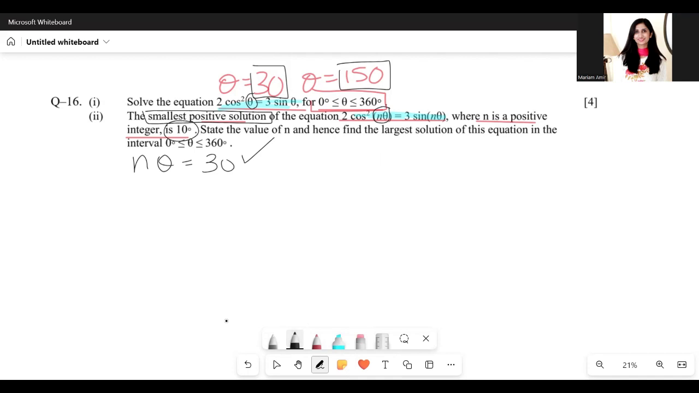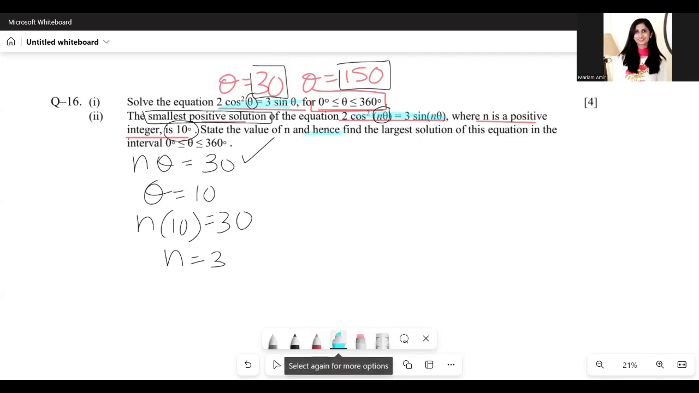The solution is the value of the variable, which is theta. So we know that theta is 10. So n times 10 equals 30, so n will be 3. State the value of n, and hence means you have to use this previous answer. Find the largest solution of this equation.